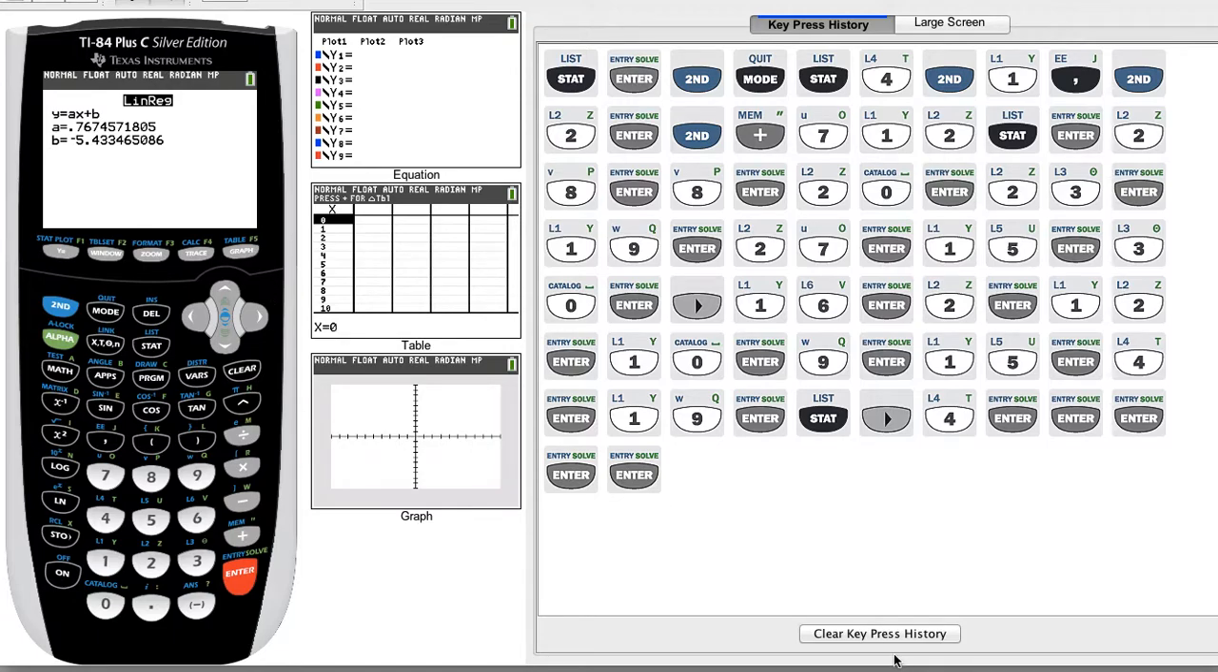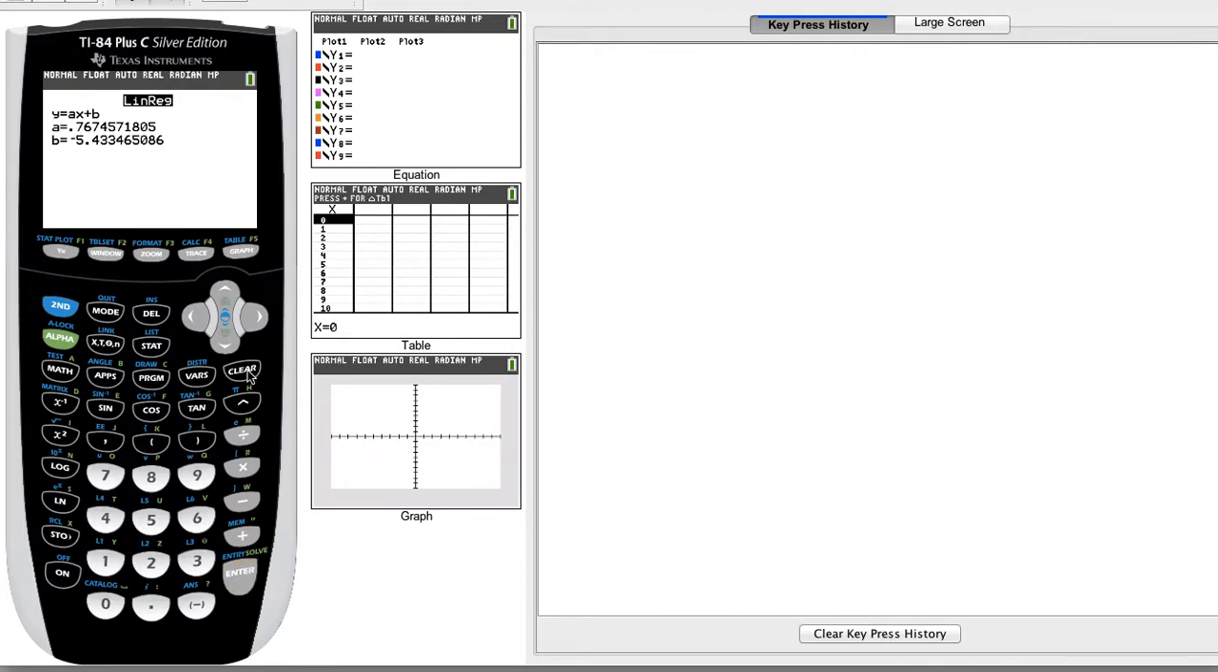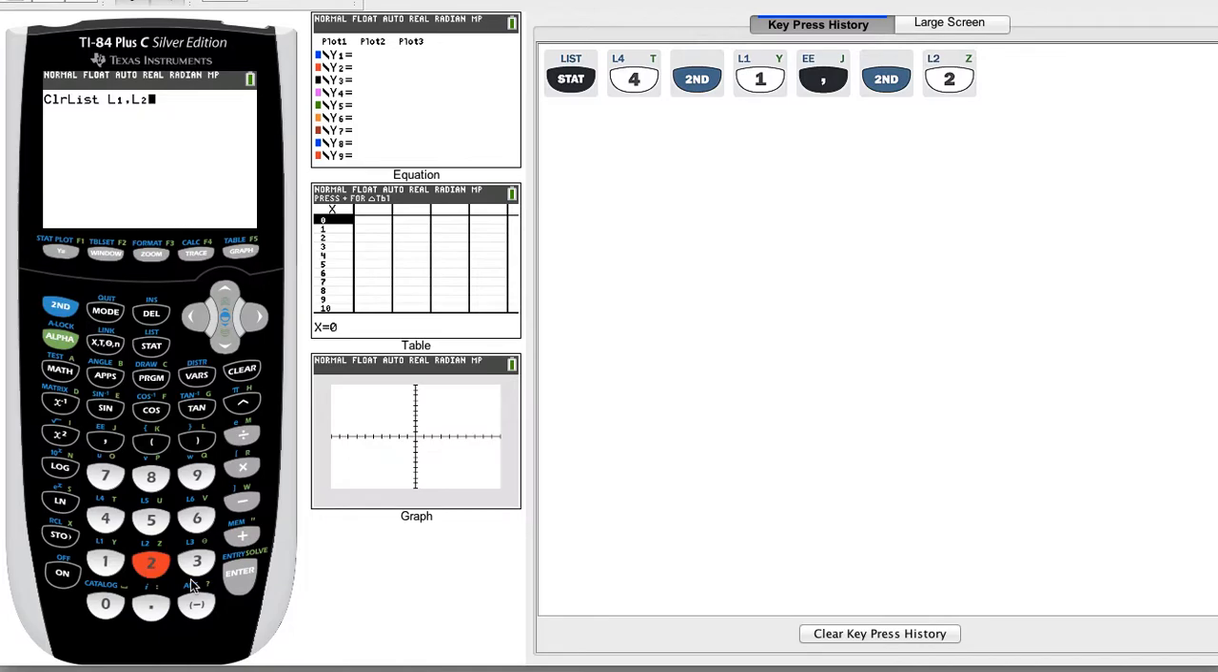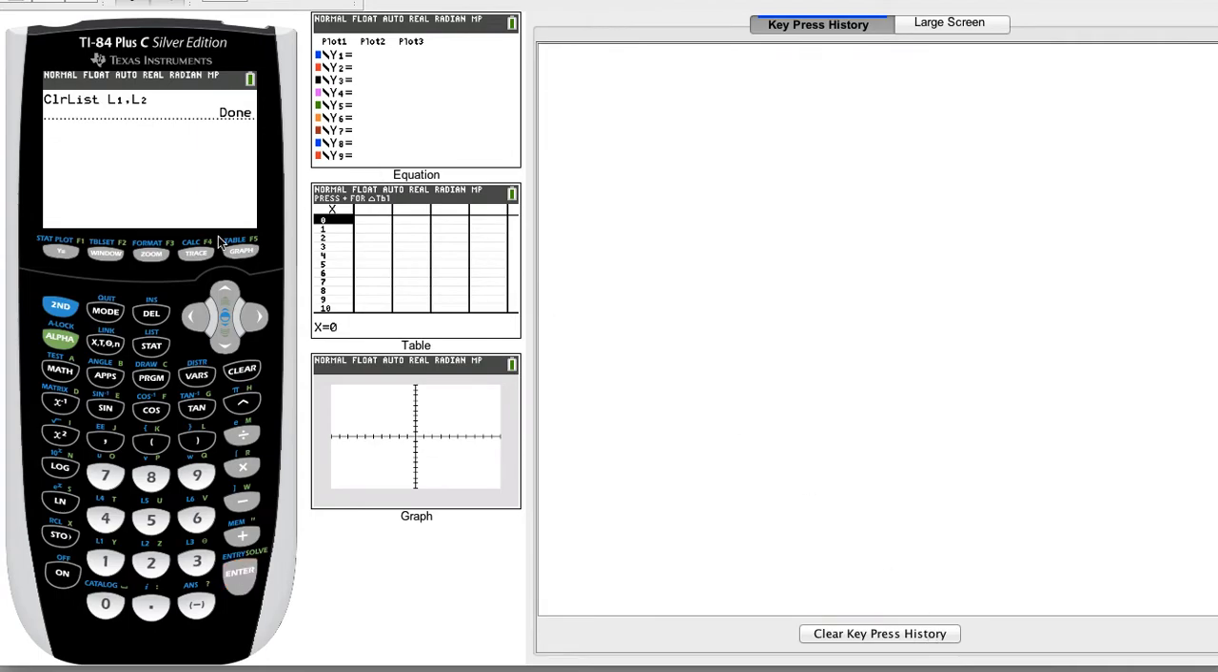Do you remember, let's clear this so you can actually see it. Do you remember what you need to press to clear your lists if you don't want to erase your RAM? You press stat 4, and then you press second 1, comma, second 2, enter, and it will clear your list.